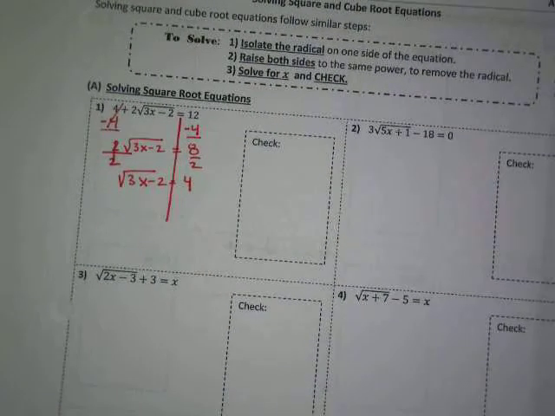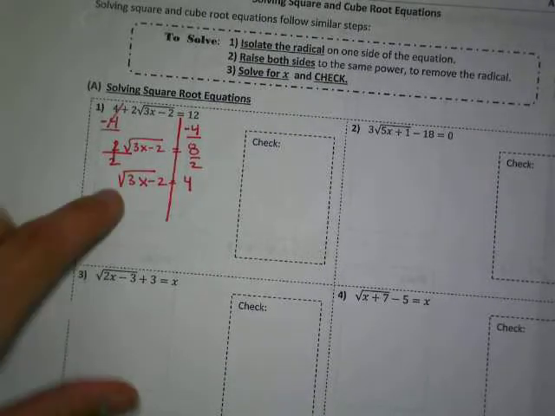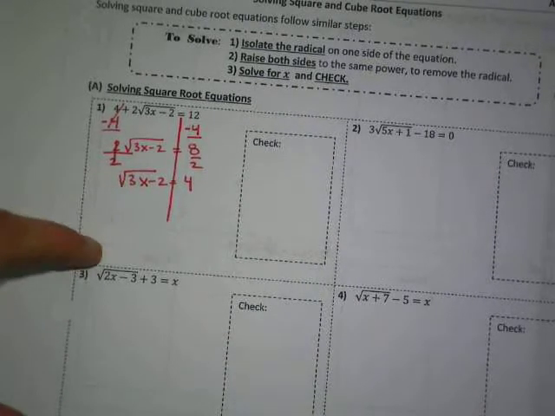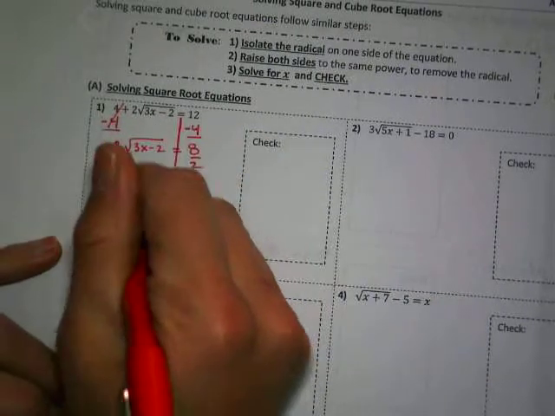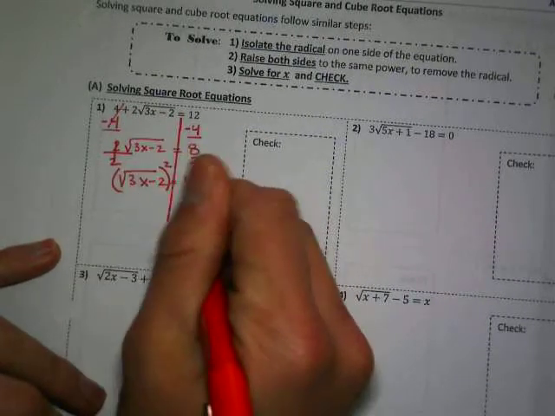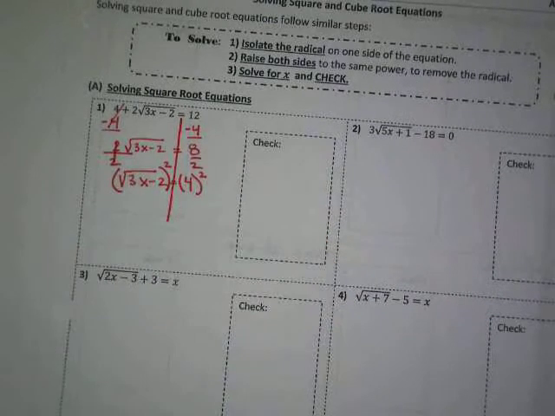All right, next thing on reverse PEMDAS is exponent. Exponents and roots are the same thing. So I'm going to get rid of my root next. You're going to square it. So to get rid of a square root, you square. When you square, make sure you use parentheses. Sometimes it matters, sometimes it doesn't. So use them every time just in case.